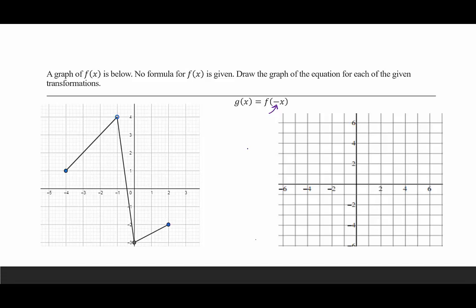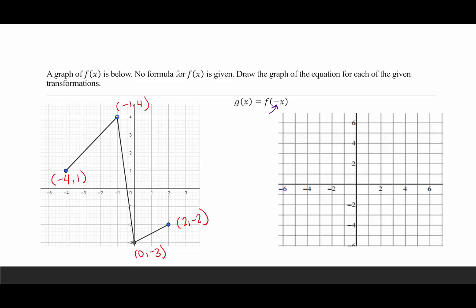Let's first figure out what the key points are of our graph of f of x. So we have this point here, which is at -4, 1. Up here, I notice we have an open circle at -1, 4. Down here, we have 0, -3, a y-intercept. And here we have 2, -2. So those are the four key points for our graph of f.